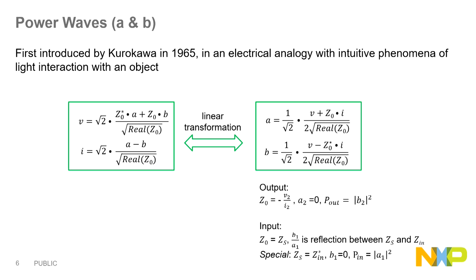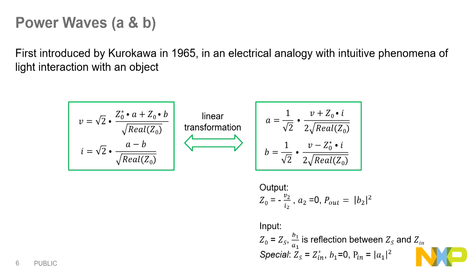And so if we look at the output side of a PA, if we choose Z0 to be minus V2 over I2, and you insert that equation into the definition of power wave A, it becomes zero. And your P out is literally reduced to V2 squared.